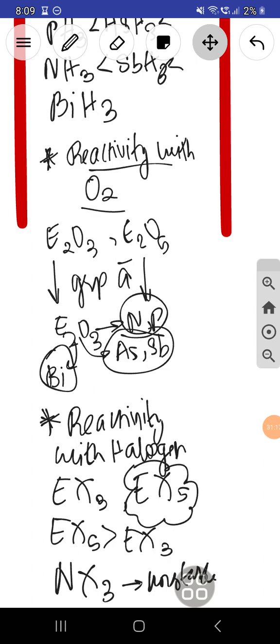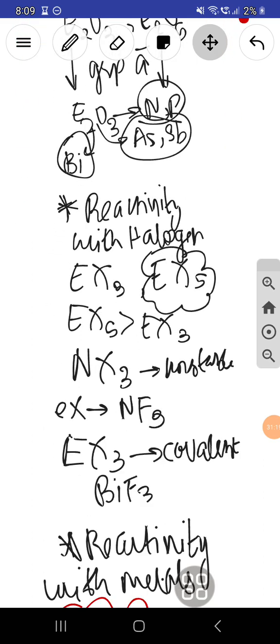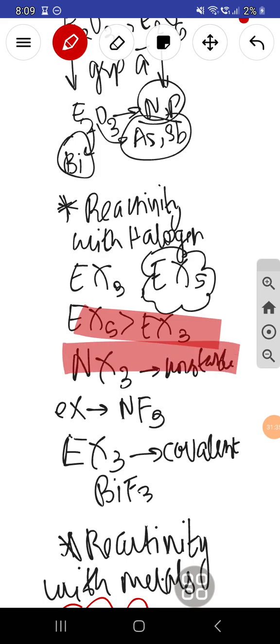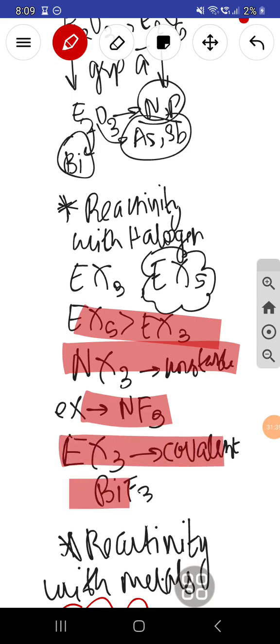Then reactivity with halogen, we have told one important thing, that the EX5 forms are more covalent than EX3. It is because of the increased polarizing power of an element with +5 oxidation state. Then NX3 is unstable, but NF3 is an exception. EX3 are covalent, here the exception is BiF3. Then reactivity with metals, it shows +3 oxidation state.